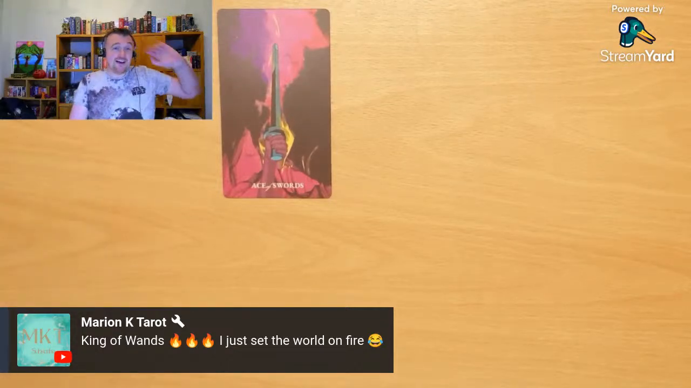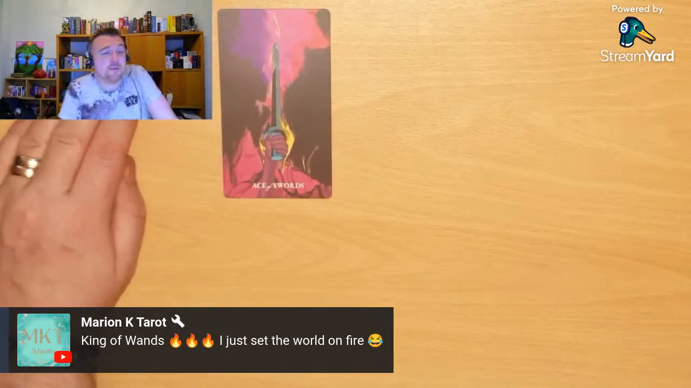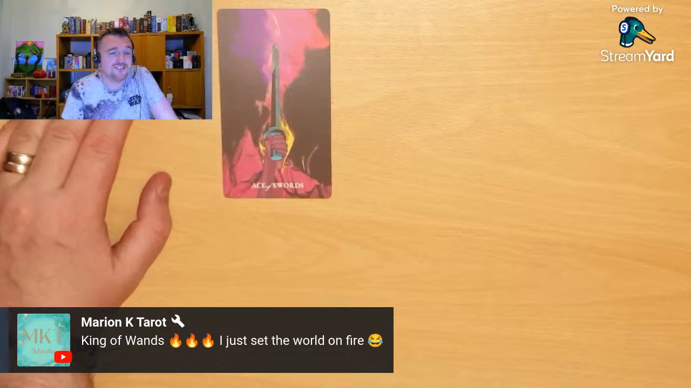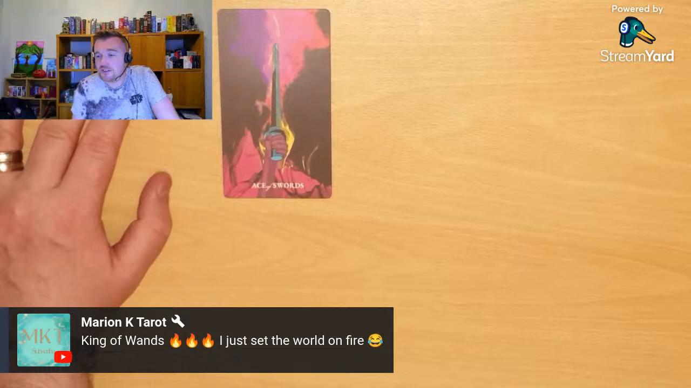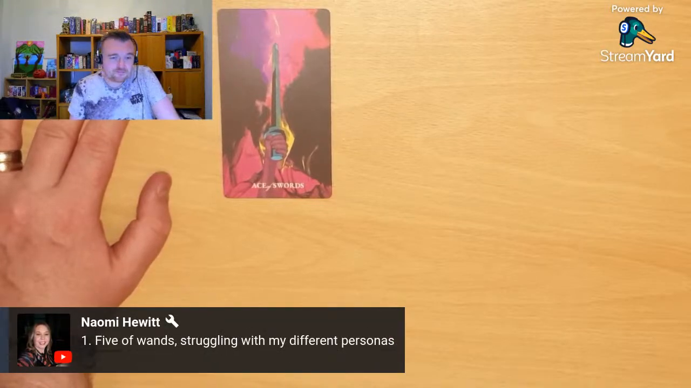And you're very charismatic, so you are. And everybody just, you draw people in, Marion, so you do. So I think the King of Wands is very apt for you. Naomi got the Five of Wands, struggling with my different personas.